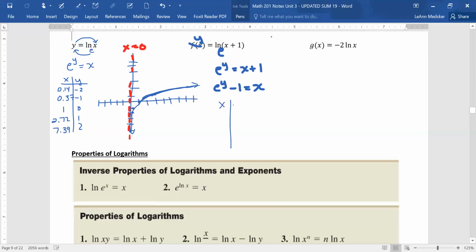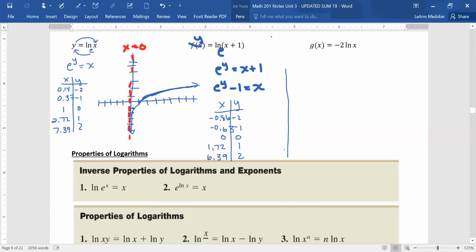So I'll do my xy chart. Again, picking -2 all the way to 2. And then using my calculator, because there's this -1, after I take my power, you'll notice these are going to be smaller than they were before. So it's a -0.86 and a -0.63. We get a 0 instead of a 1 here because e to the 0 is 1, -1 would be 0. We get 1.72 on our calculator and 6.39.